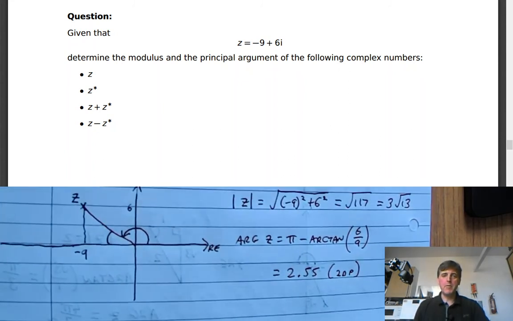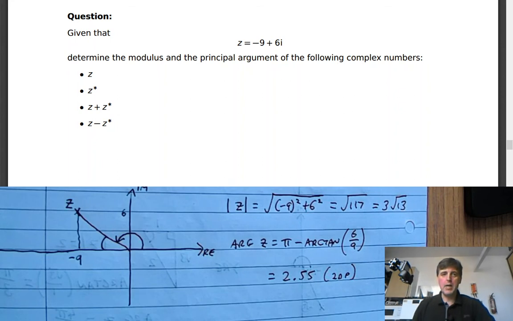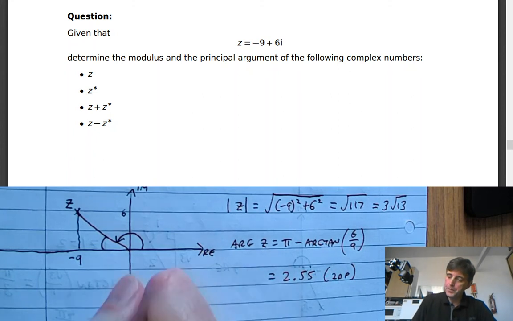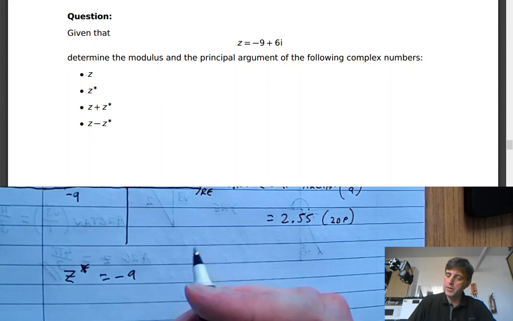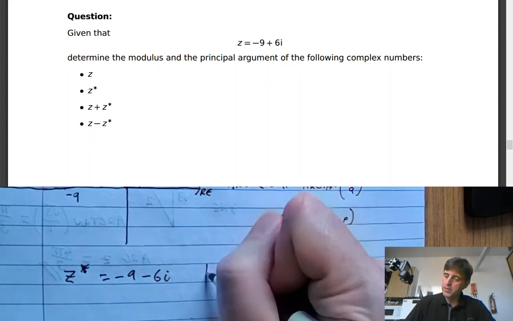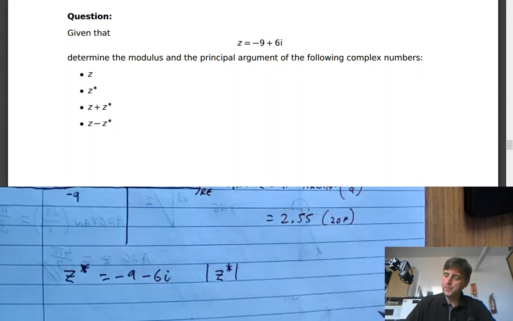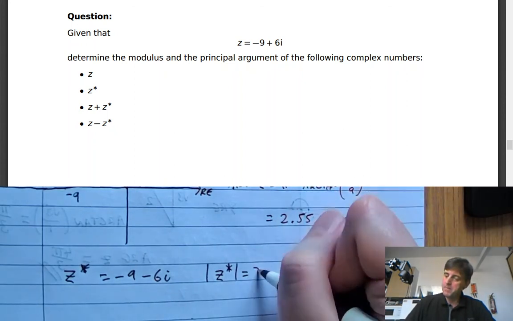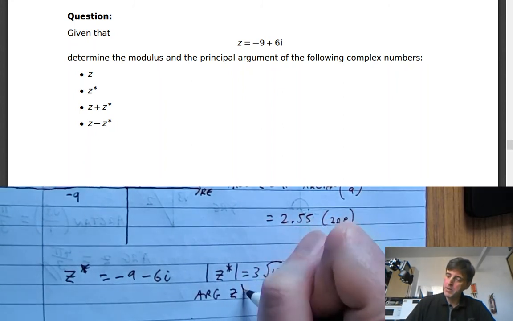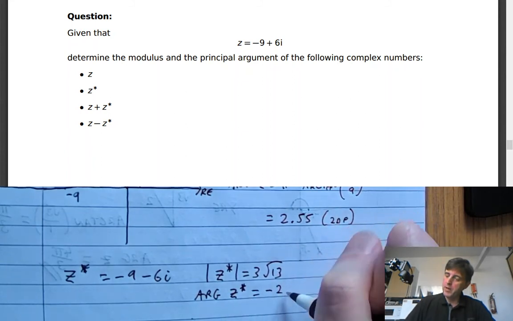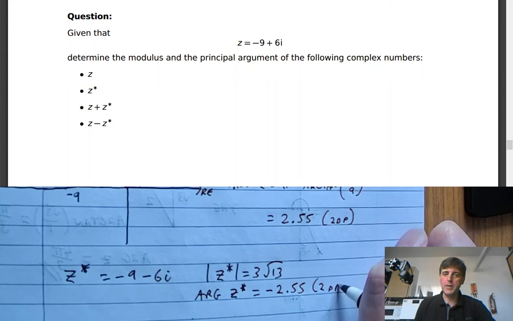Let's bring that down so we can see the whole picture there. All right, so let's do the same thing for the other ones then. I won't go through all of the detail here, but for your z conjugate, now that of course is -9 minus 6i. You should have ended up here with the answers. The modulus of that is also equal to 3 root 13, the same as the modulus of z. And the argument of z conjugate is actually minus 2.55 radians to 2 decimal places. Okay, so again, looking for that principal argument is going to be the one between negative pi and pi.